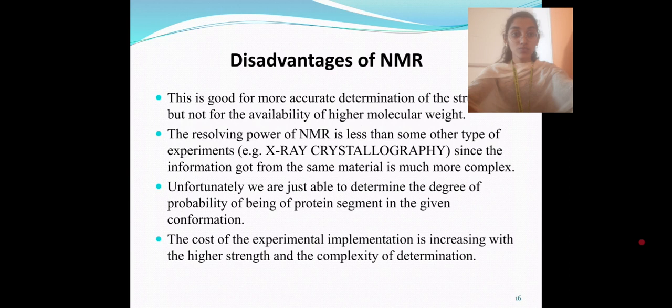The cost of the experimental implementation increases with higher strength and complexity of determination.